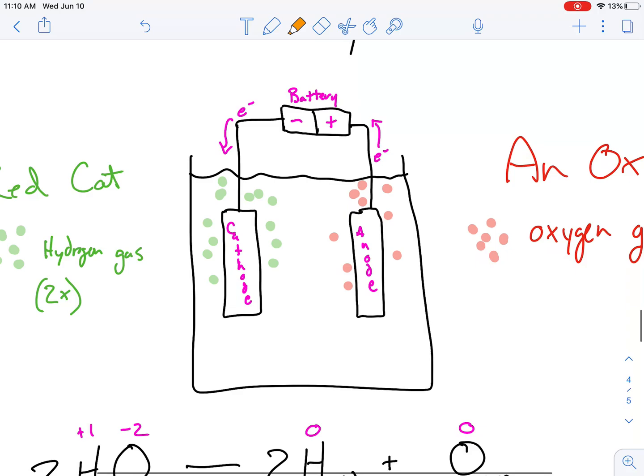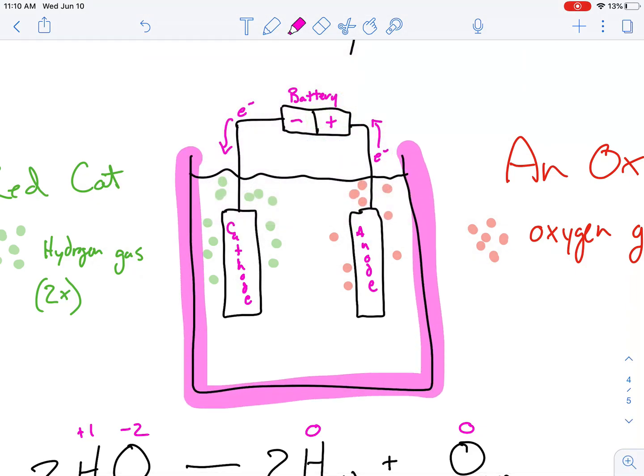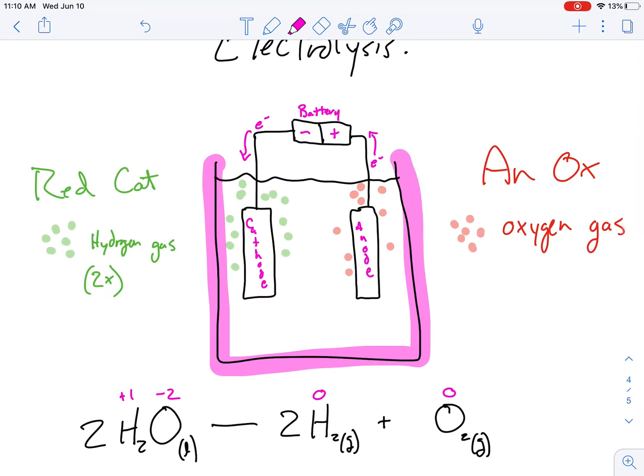We're going to have a container. Here's my container. I'm going to put 2 electrodes in my container and hook it up to a battery. If I just hook it up to a battery, I'm going to start seeing some bubbles present. The bubbles are going to be hydrogen gas and oxygen gas. I'm taking water and splitting it with the use of electricity. That's electrolysis.